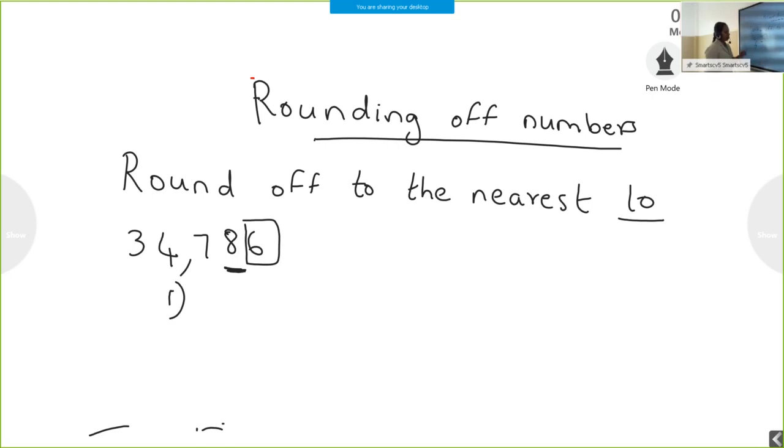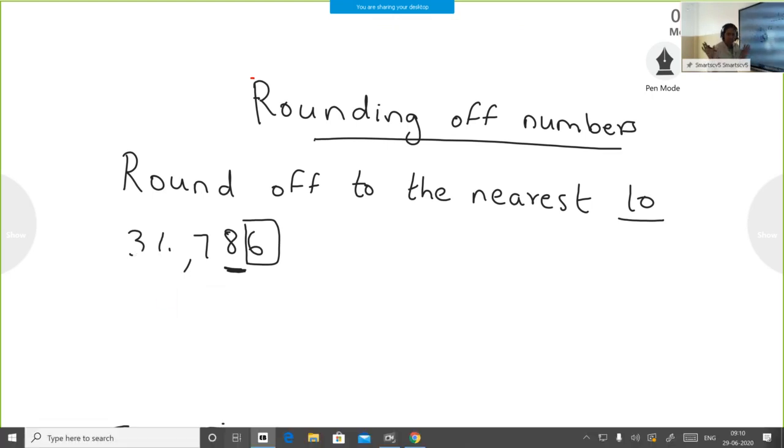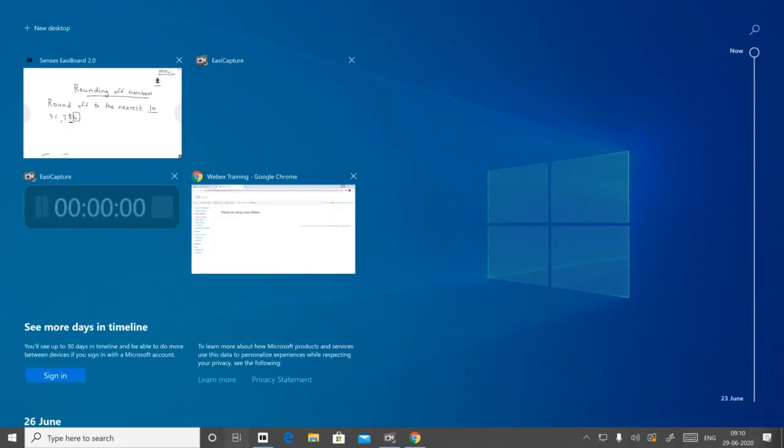So we have 34,786. For this number, first of all, you identify the digit in the tens place. Okay, so I underline the digit in the tens place.